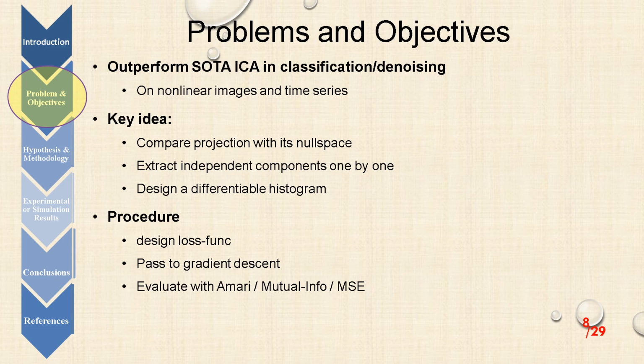a differentiable histogram. The procedure for that is to design a loss function to overcome the previous problems of independent component analysis and pass it to gradient descent, and then evaluate with some powerful metrics for not only analyzing independency between components but also analyzing the accuracy using cross-validation methods.